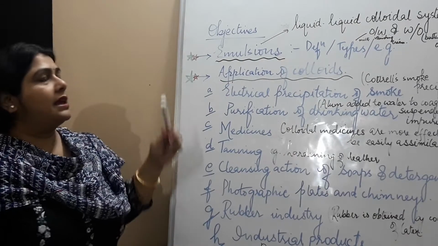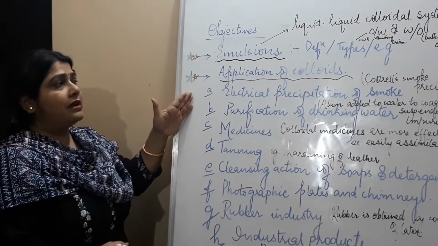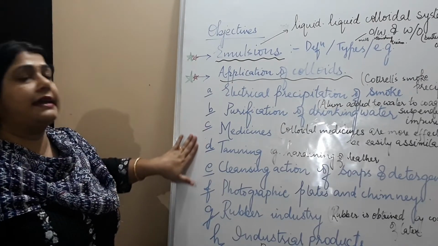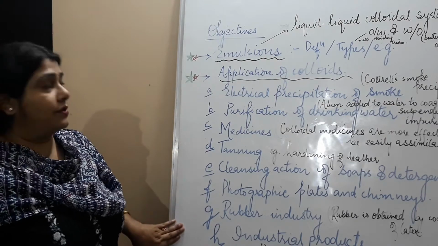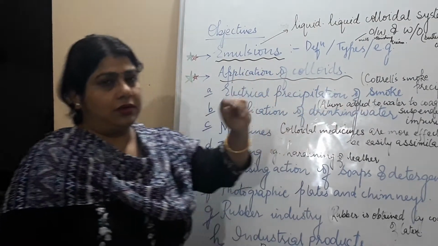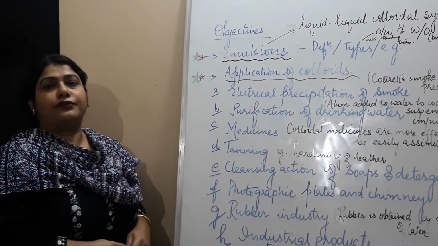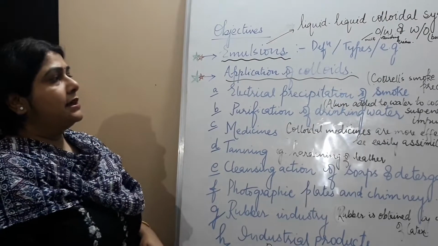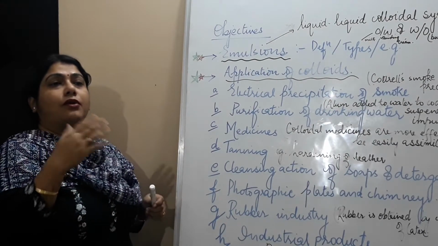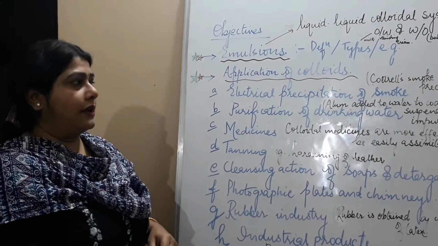The next topic is application of colloids. How are colloids applied in our daily life, how are we going to make use of them? The first one is electrical precipitation of smoke. Smoke is also a kind of colloid, and generally it comes out from industrial units through the exhaust, and it causes lots of air pollution.